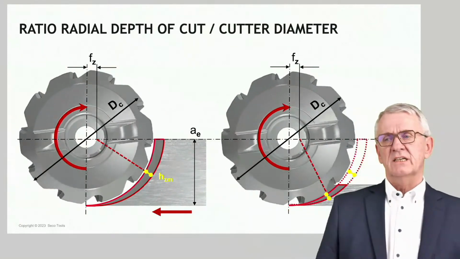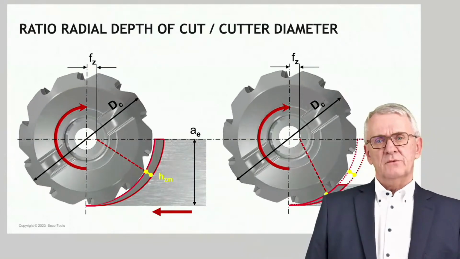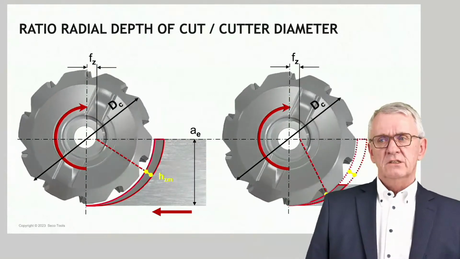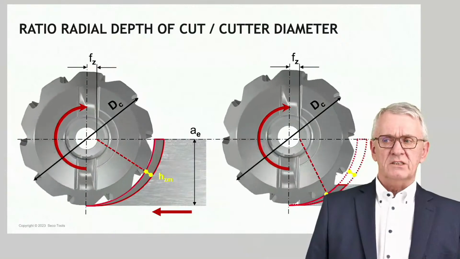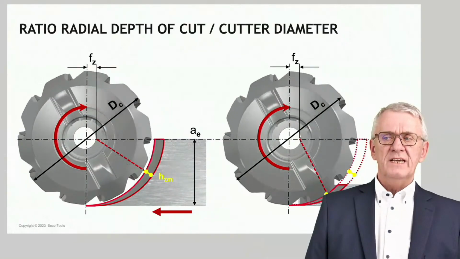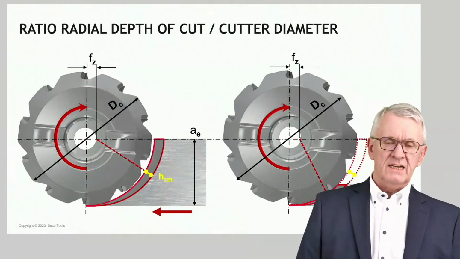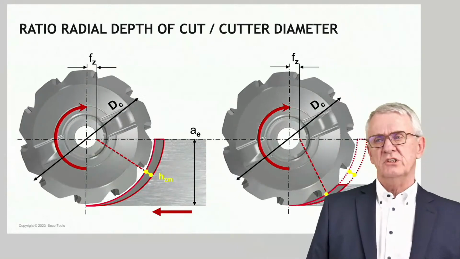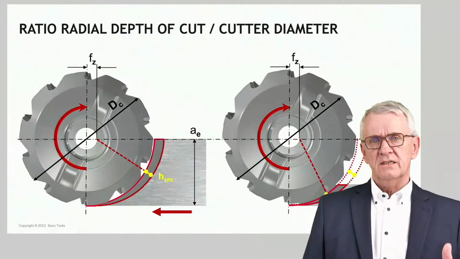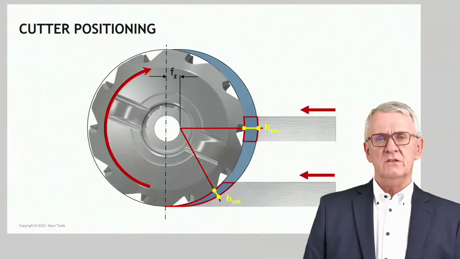So it seems that big radial depths of cut make chips thicker. Smaller radial depths of cut make chips thinner. Bigger diameters of milling cutters make chips thinner, and smaller diameters of milling cutters make chips thicker. Those are elements we have to think about.